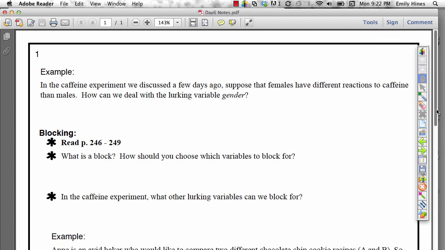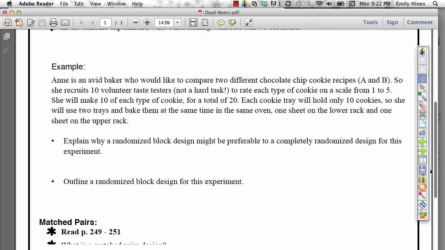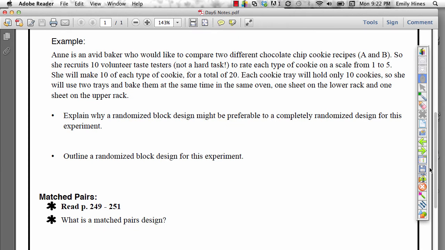So let's look at this example here. Anne is an avid baker who would like to compare two different chocolate chip cookies, A and B. So she recruits 10 volunteer taste testers, and they each are asked to rate the cookies on a scale from 1 to 5. She's going to make 10 of each type. Each cookie tray will only hold 10 cookies, so she has to use 2 trays and bake them at the same time in the same oven, with 1 sheet on the lower rack and 1 sheet on the upper rack. Explain why a randomized block design might be preferable to a completely randomized design.